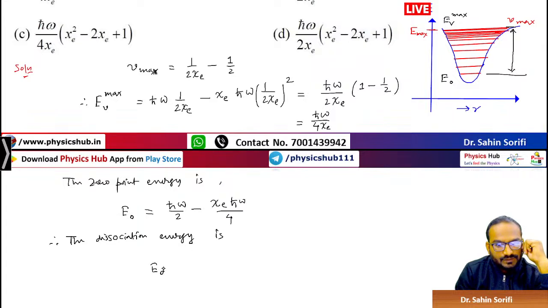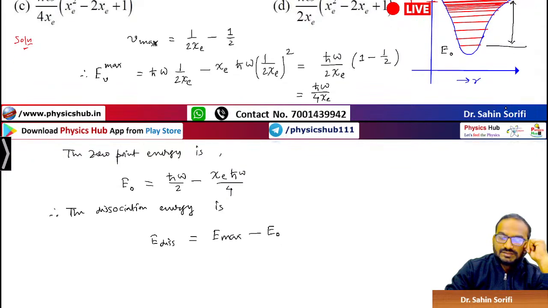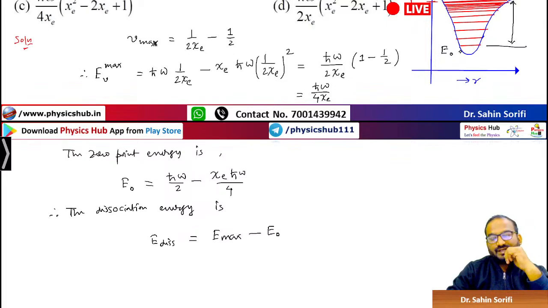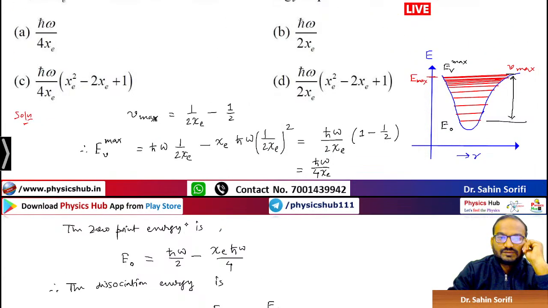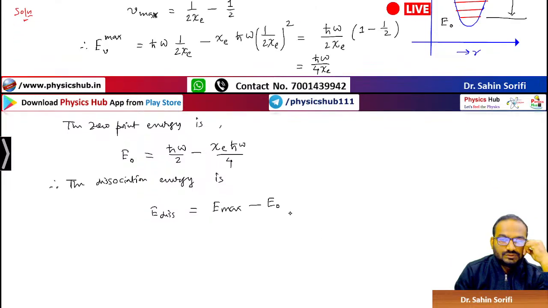is E dissociation equals E max minus E0, because you are not starting from 0, you are starting from E0, right? Because the zero point energy is not 0. ħω/4χe would have been the answer if the zero point energy was 0, but zero point energy is not 0, you know it very well. So we have to do it in this way.